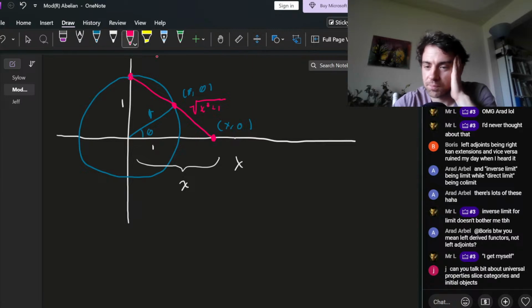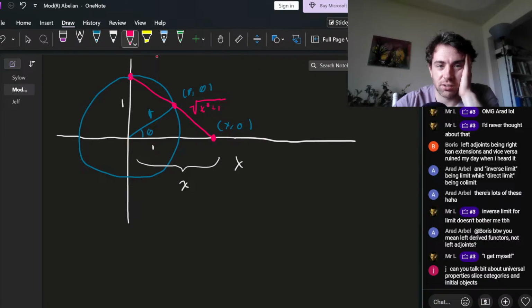We just need theta. Can I talk a bit about universal properties and slice categories and initial objects? Maybe tomorrow. I wasn't planning to be here this long, but I do want to try and give Alex enough to get started working this out.